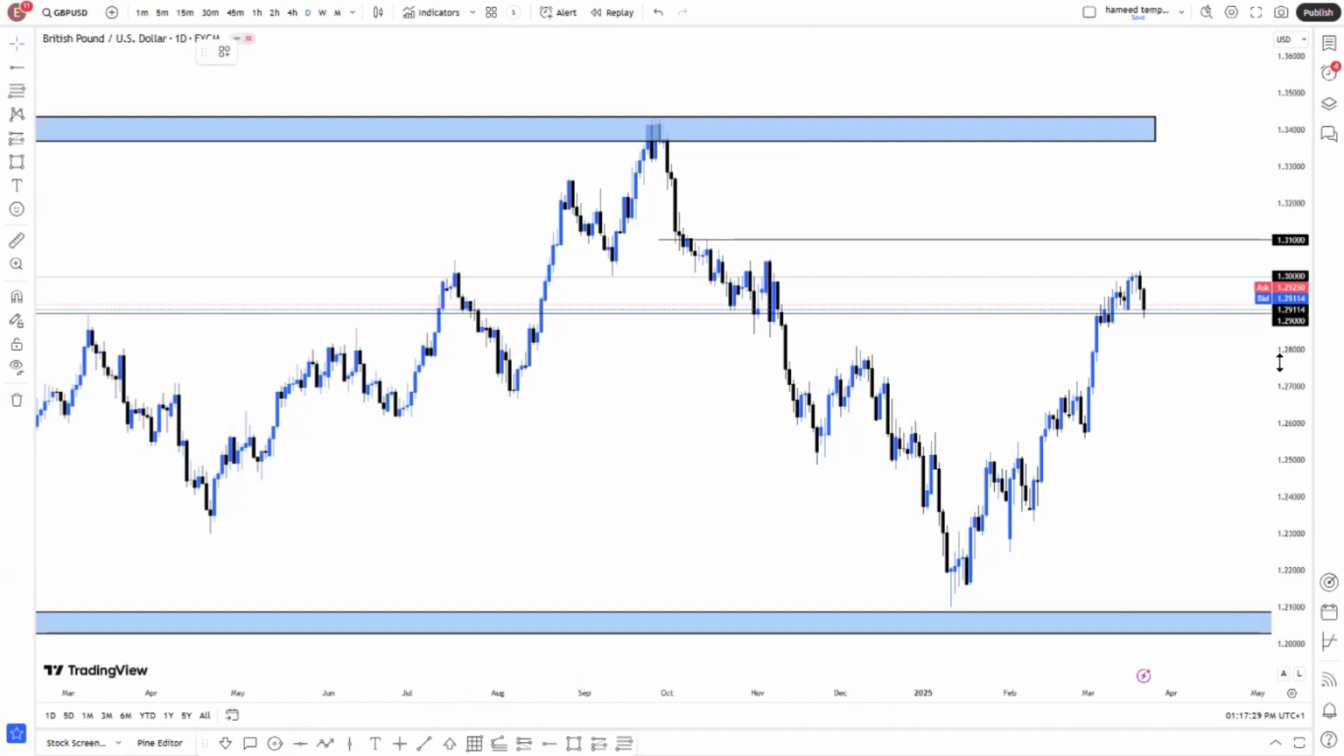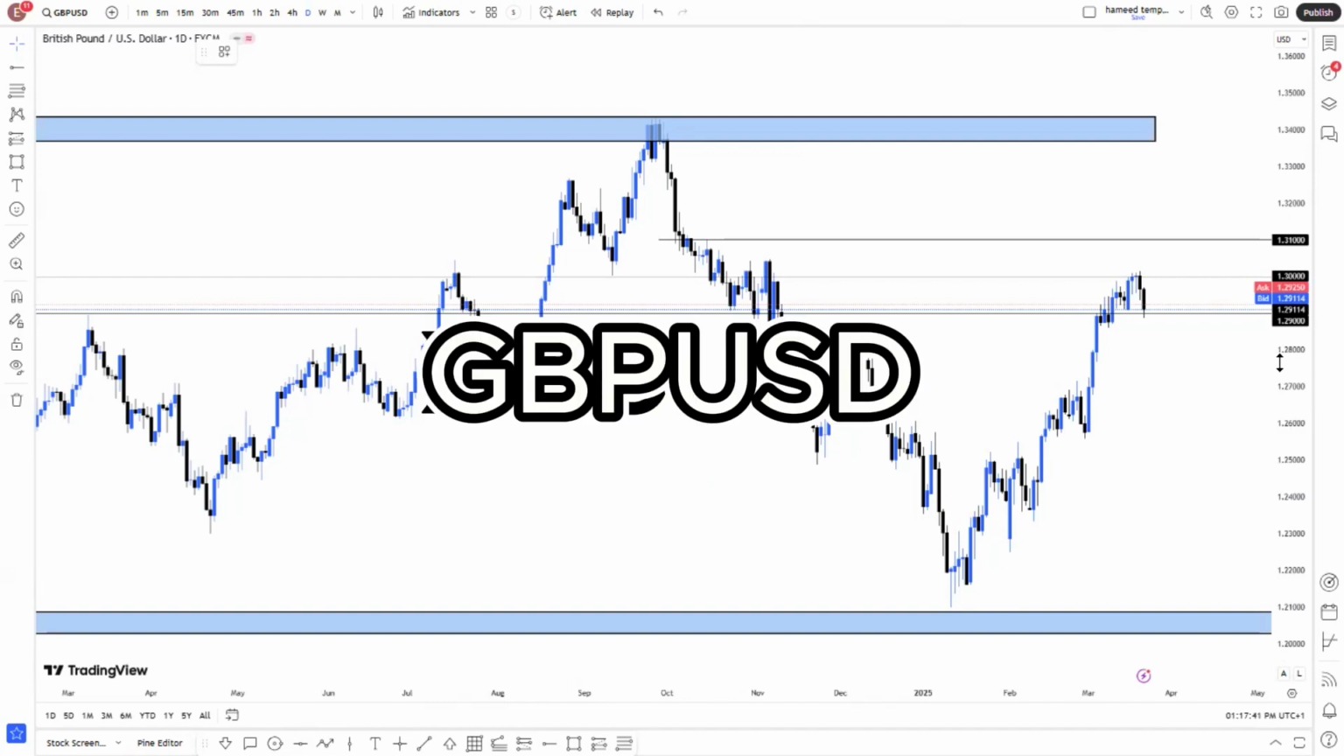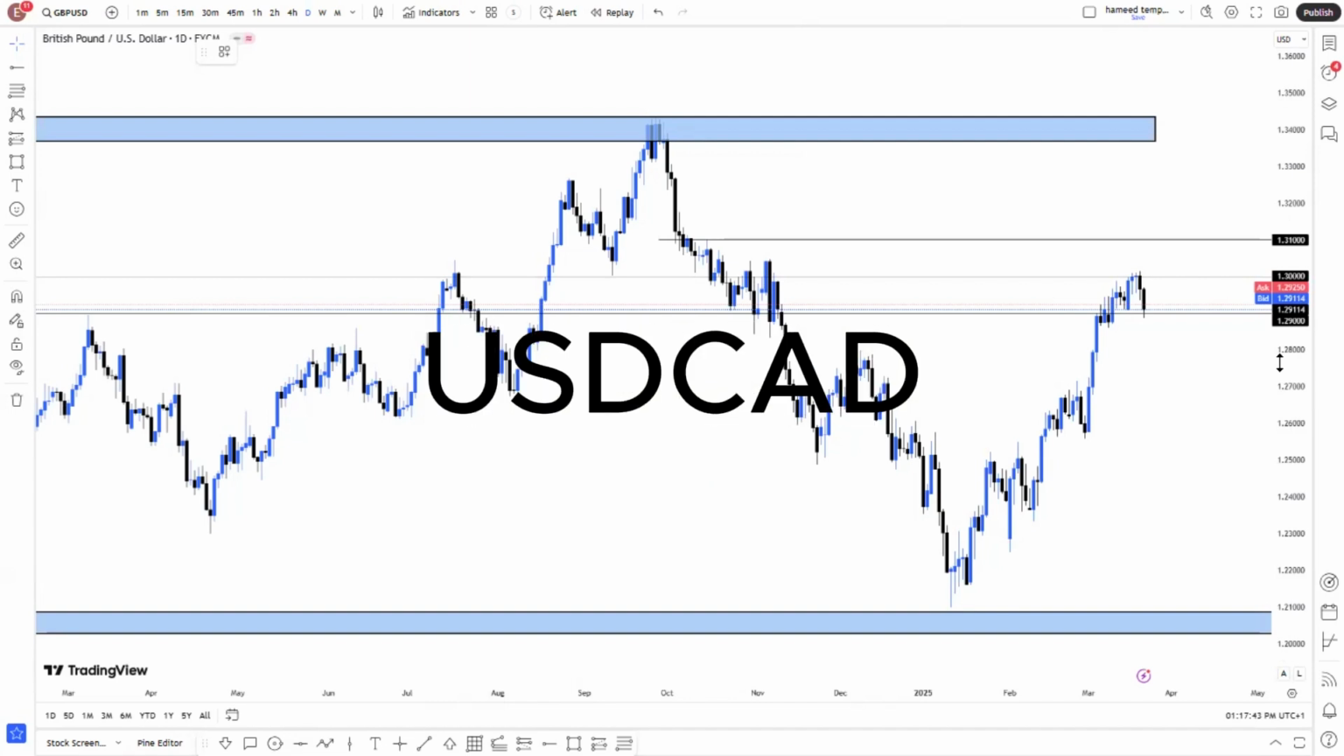So, what should we be looking out for next week on our pairs? The pairs we are going to touch today are GBP USD, XAU USD, and USD CAD. Now, moving on, let's go to GBP USD.